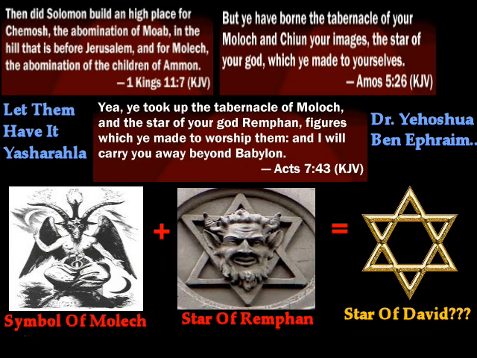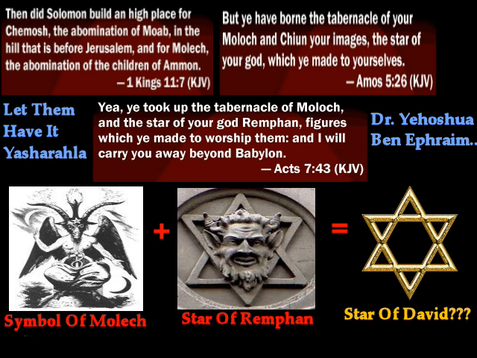Okay, now with respect to the previous segment, we're going to go into what the Bible actually says about this so-called star. All right, let's see here. It says, 1 Kings 11:7, then did King Solomon build a high place for Shamash, the abomination of Moab, in the hill that is before Jerusalem, and for Molech, the abomination of the children of Ammon. And then in Amos 5:26 it says, but ye have borne the tabernacle of your Moloch, and shunned your images, the star of your God, which ye made to yourselves.